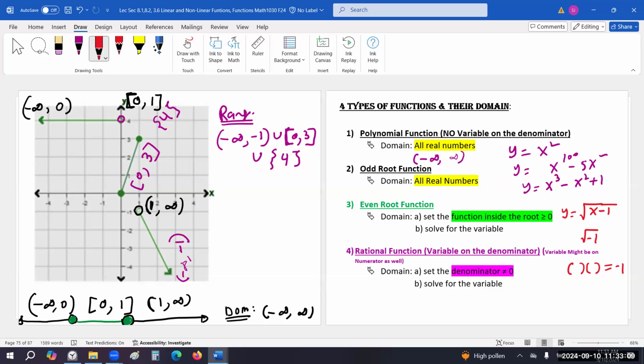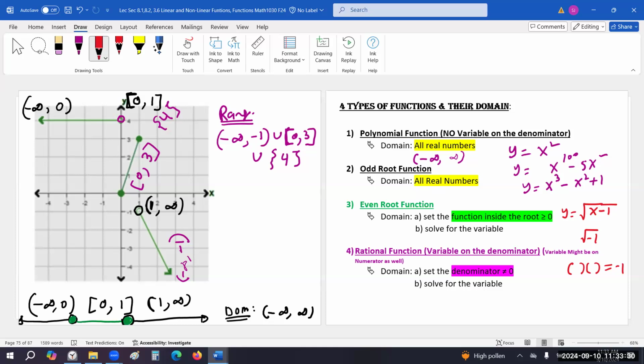Now can we substitute x with 0? When x is 0, we have 0 minus 1. What is 0 minus 1? Negative 1. And what is the square root of negative 1? It doesn't exist. The square root of any negative number doesn't exist in the real numbers.